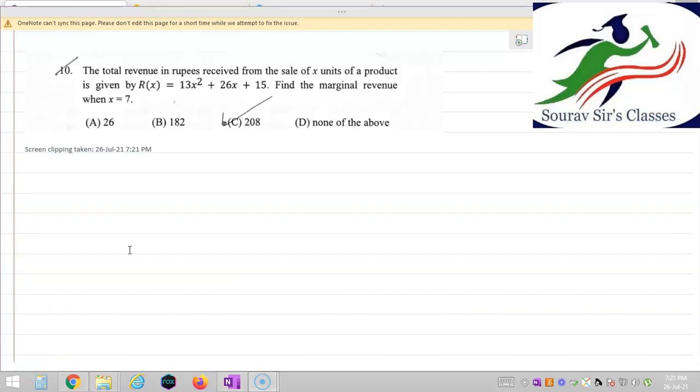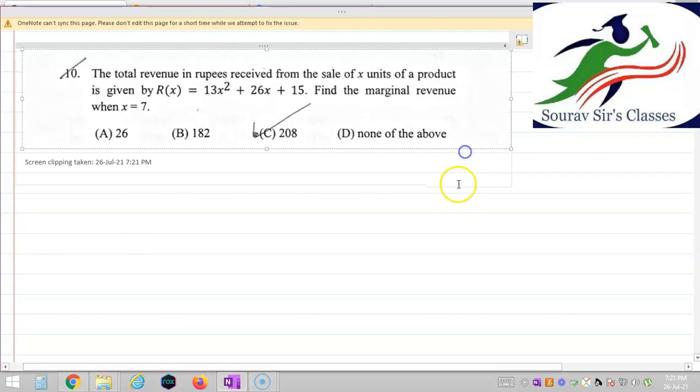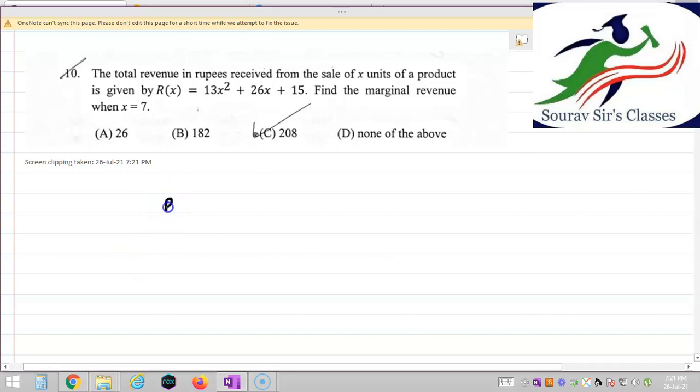Now let us solve the question number 10. Question number 10 is an easy question. The question says that the total revenue in rupees received from the sale of x units of a product is given by R(x) is equal to 13x square plus 26x plus 15, right? Then we need to find out the marginal revenue when x is equal to 7.